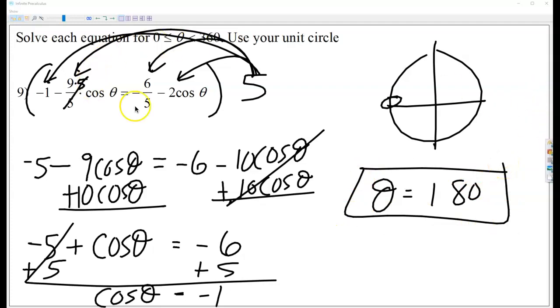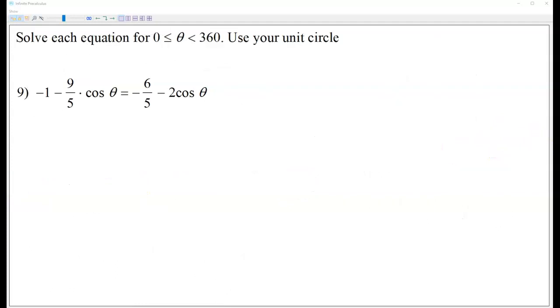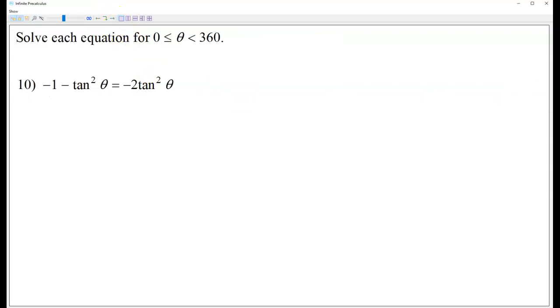So that one had a couple of things that were a little bit different to keep in mind. How to get rid of fractions. And also, if you have cosines on both sides, just put them together, basically, right? So let's go ahead and move on and do another question here, number 10. This one has another little twist to it. We have some squares involved, and we'll see how to deal with that.